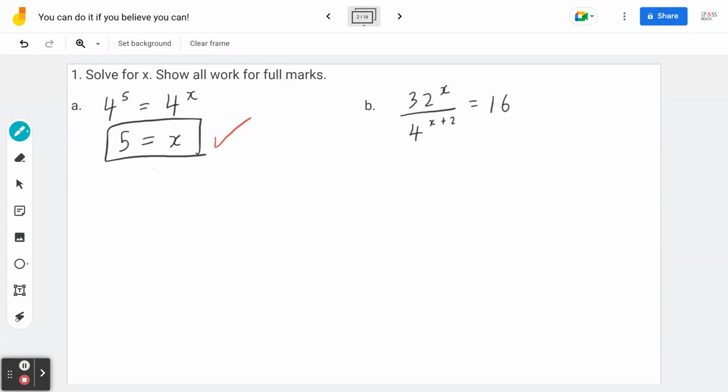So let's say we give you 3 to the power of x equals 27. So again, you can pause the video. When you're ready, press play again. I'll be here.